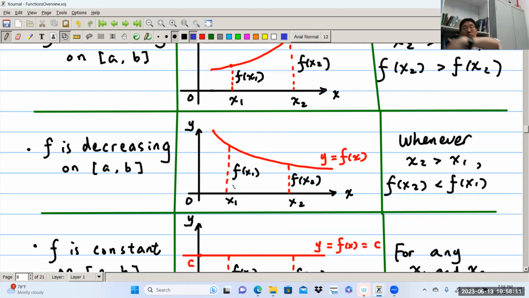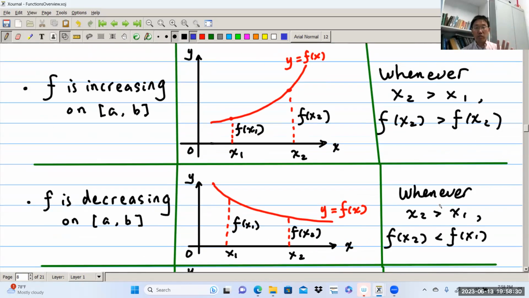Falls down. Okay, so meaning bigger inputs lead to smaller output. Algebraically speaking, you say x2 is bigger than x1, right? x2 is the bigger input, right? Then f of x2, that's the output, right? Is smaller than f of x1. Then we say the function is decreasing. So you need to understand these properties both graphically and algebraically.